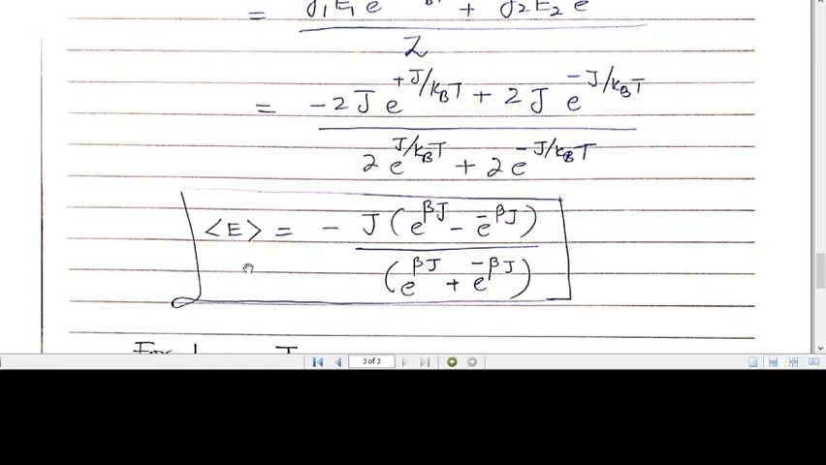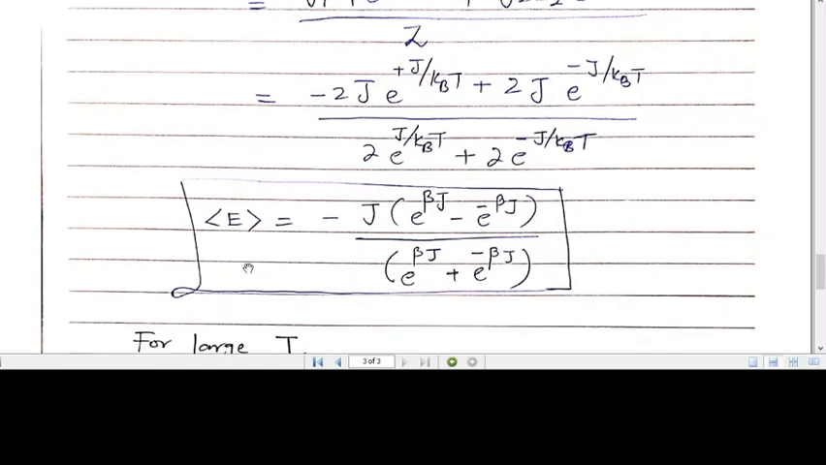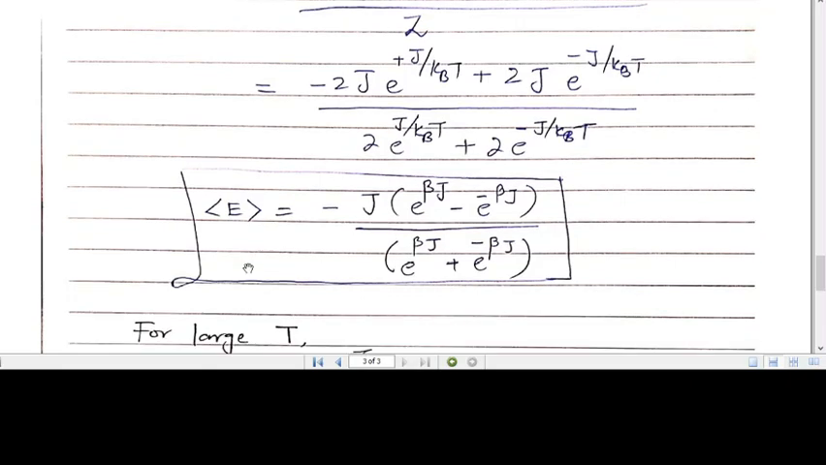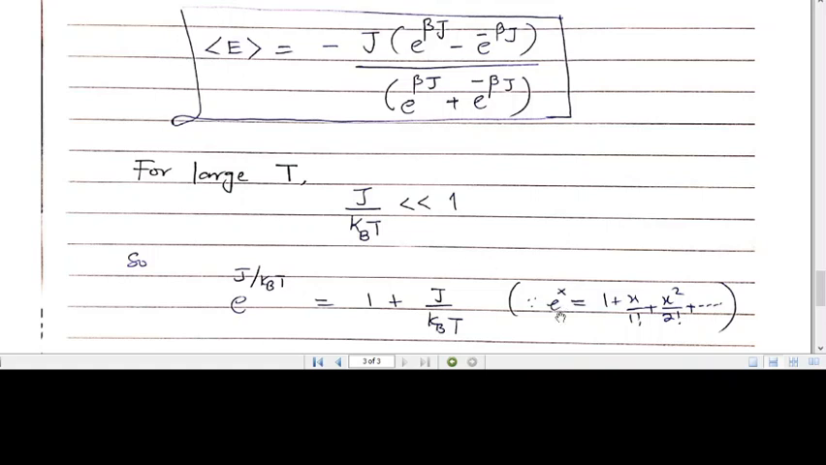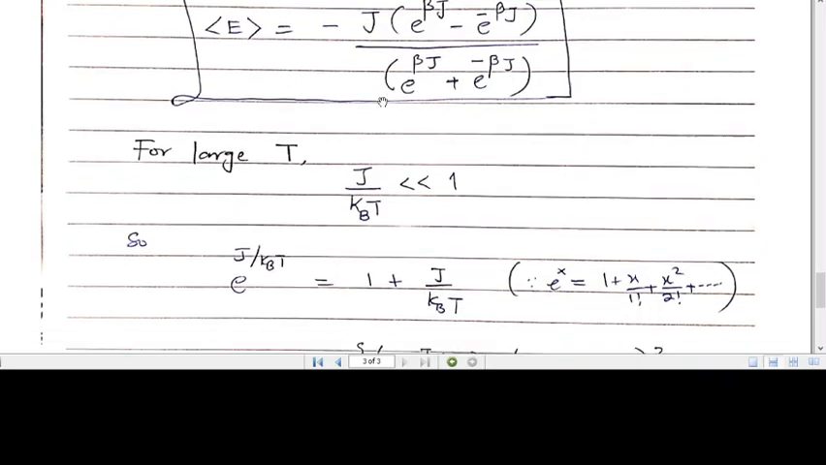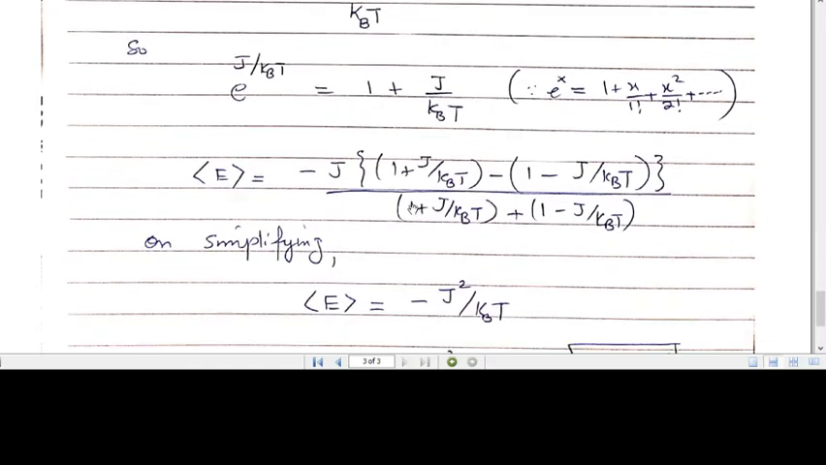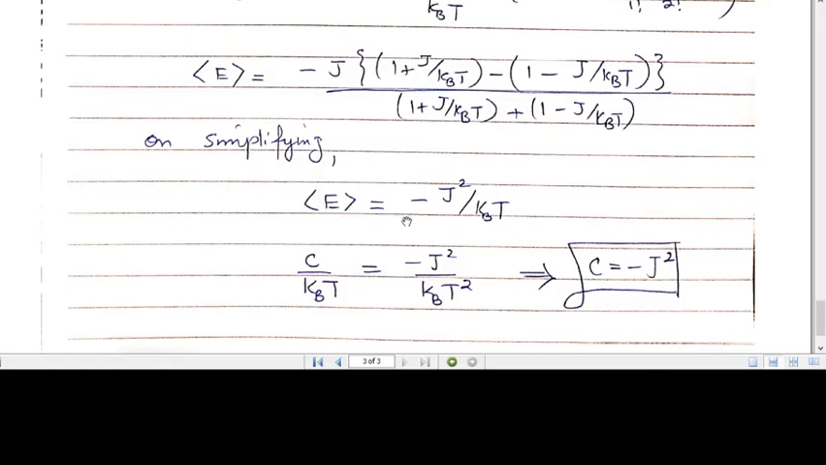Since we are asked to find the case when the temperature is very high, for large T we know that J over kBT will be much less than 1. So we can expand the exponential as a series, and we keep only the first two terms, since the temperature is very high and we can neglect the higher powers. So exponential of J over kBT is approximately 1 plus J over kBT. Plugging this value into the above expression and simplifying, the average energy of the system will be equal to minus J square over kBT.